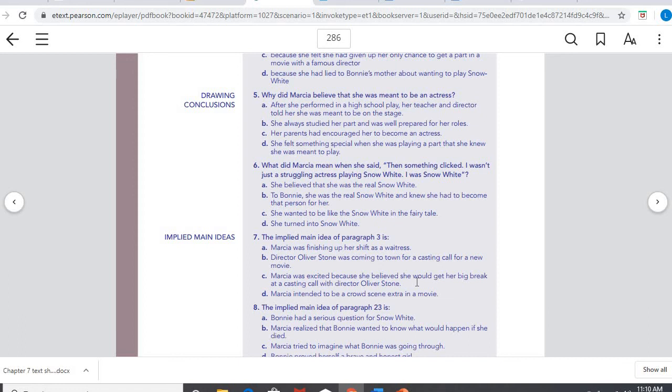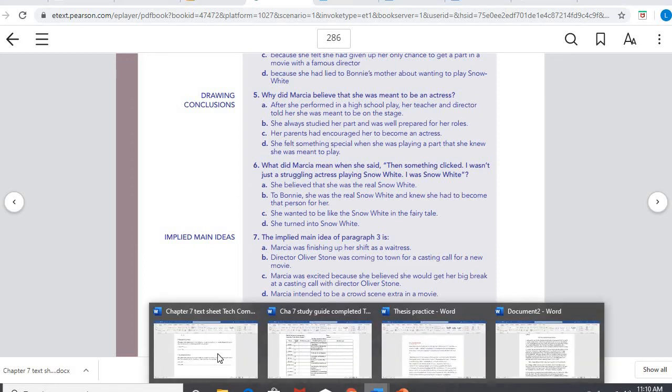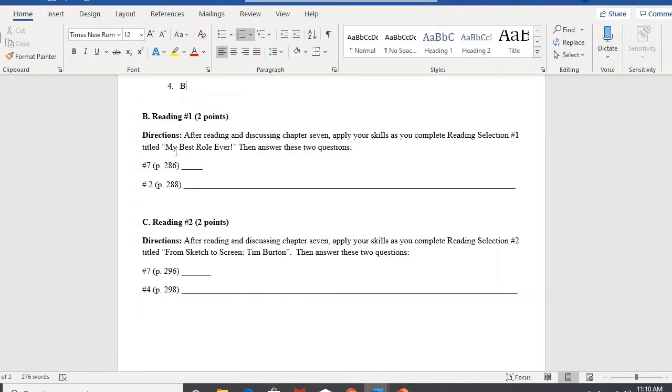So if you're reading the options while I read that, the implied main idea of that particular paragraph was that C. She thought she was going to have her big break with this casting director. So that is what you are going to type or write on part B, number 7, page 286, C.